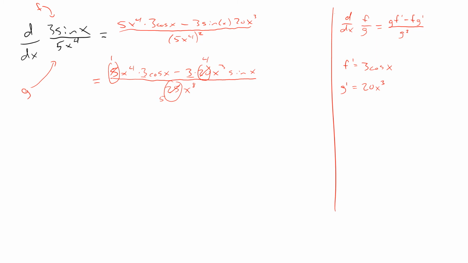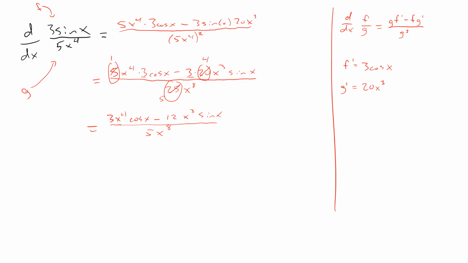So what I'm left with: I still have that 3, and I still have that x to the fourth. So I'll write this as 3x to the fourth cosine x minus, here I can go ahead and multiply the 3 and the 4, 3 times 4 is 12, I have x cubed sine x. And then this whole thing is divided by 5x to the eighth.